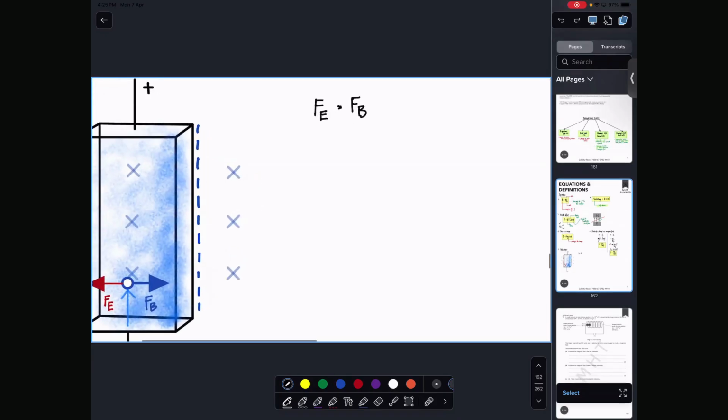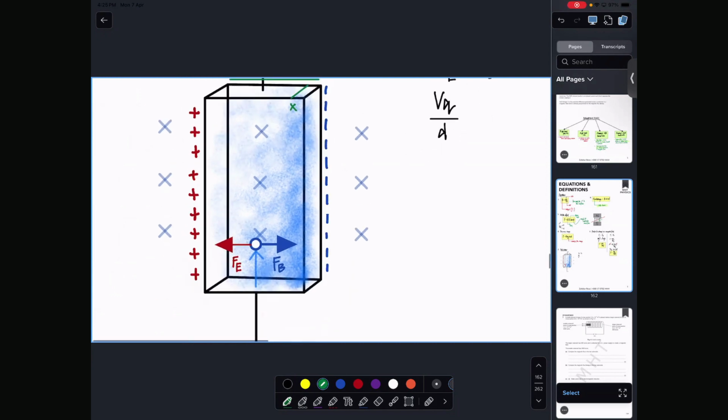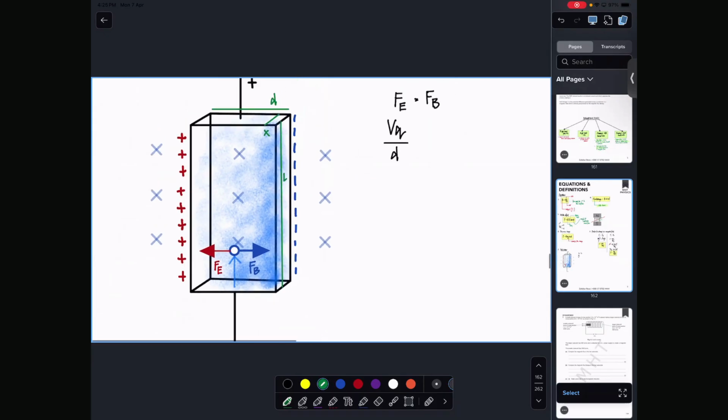Right. So what's the formula for your electric field strength? Electric force in a uniform field, VQ by D. VQ by D. Now, important is that this question gave many dimensions which students got confused with. For example, we will call this D, we will call this gap X, and this length L. Okay, so that you know which one actually matters here.